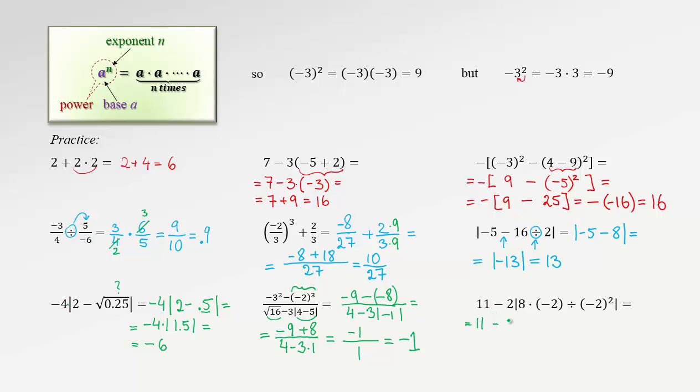11 minus 2 and big absolute value. So copy this absolute value and see what's inside. Oh, inside we have two operations, multiplication and division. This needs to be performed from the left to the right, remember, because multiplication and division are equally important, so we use the sub rule from the left to the right. Multiply first. 8 times negative 2 is negative 16, and then divide by negative 2 squared, which becomes just 4.